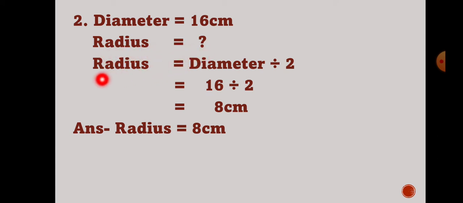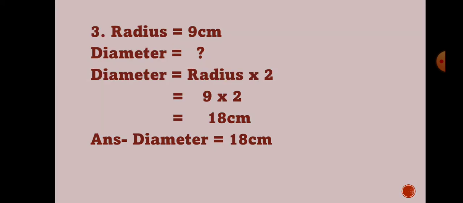So what is the formula to find the radius? Next line, write radius is equal to diameter divided by 2. So here diameter is given 16 and we have to divide it by 2. So now in the 2 tables, 16 comes at 8 times. So the answer is 8 centimeter. Next line, write the answer. Radius is equal to 8 centimeter. Now the next question, third one. Here the radius given is equal to 9 centimeter. Next line, write diameter is equal to question mark. You have to find the diameter.